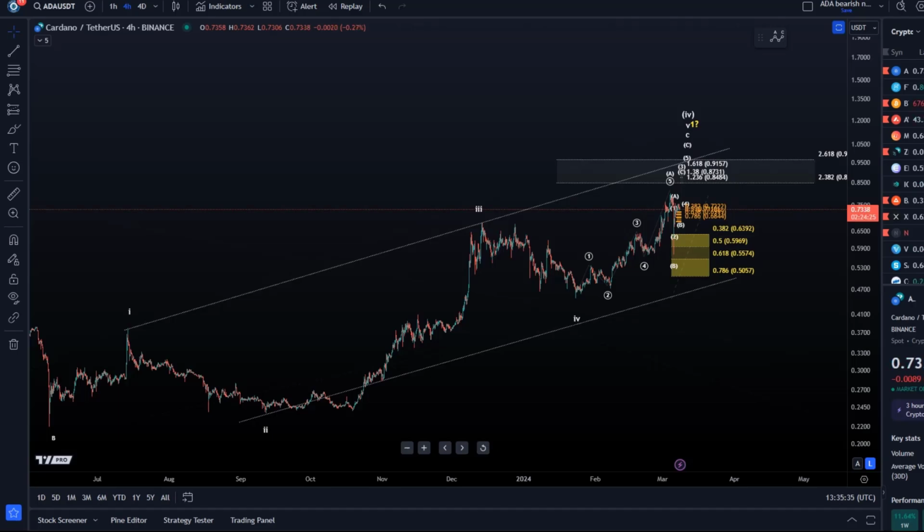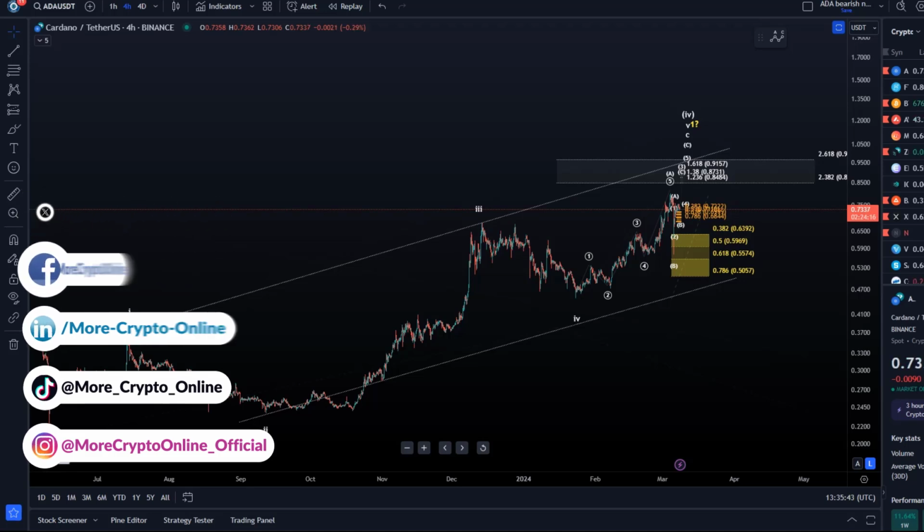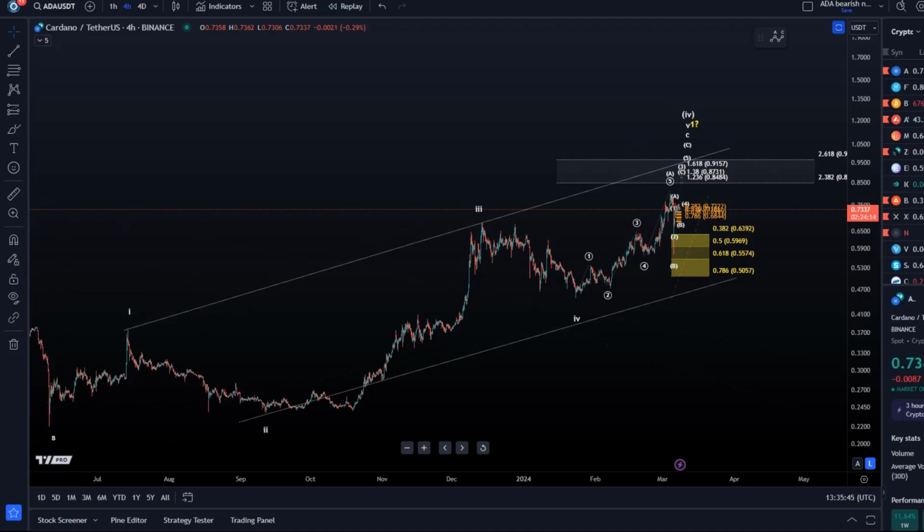ADA is consolidating sideways, but we're holding above the communicated support area. So yesterday we talked about the support area already on the chart, the micro support area highlighted in orange. I'm going to take a look at that in a minute. But first of all, before we dive into the micro patterns, let's take a look at the 4-hour chart here.